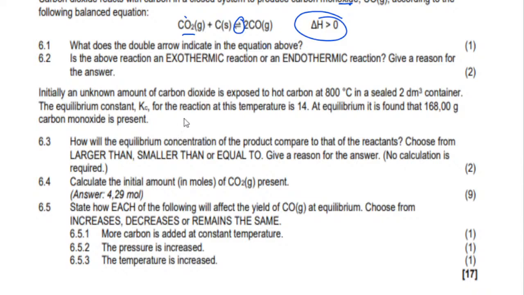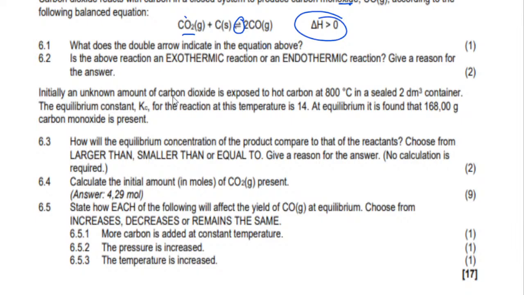Anyway, let me read it. Let's go to the question. So it is an endothermic reaction. Reason why? Because the enthalpy change is greater than 0, or the enthalpy change is positive. Okay, we did that.